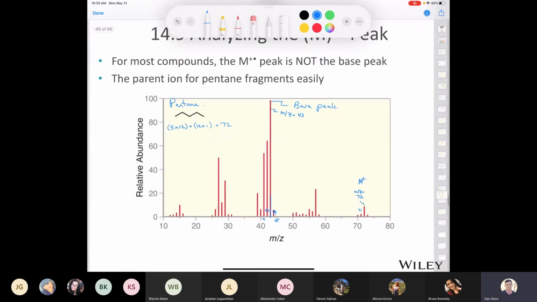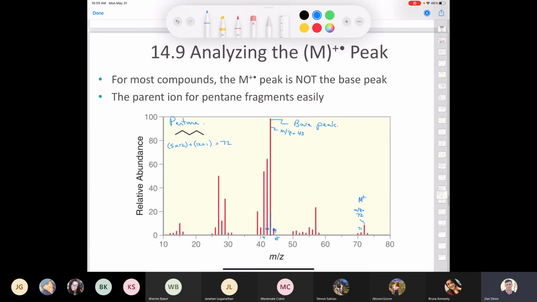So you can see that pentane actually fragments pretty easily. It falls apart like crazy. I mean, your molecular ion isn't even all that big. It's got peaks here, you got all kinds of them here, you get a bunch of them here, you get a bunch of them here.